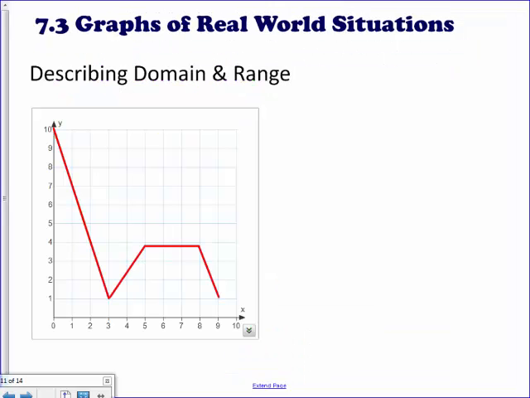What about describing domain and range? We've done this already. So domain are what? Are those our x's or our y's? Yeah, those are our x values. So because d comes before r, x comes before y. So domain are the x's.